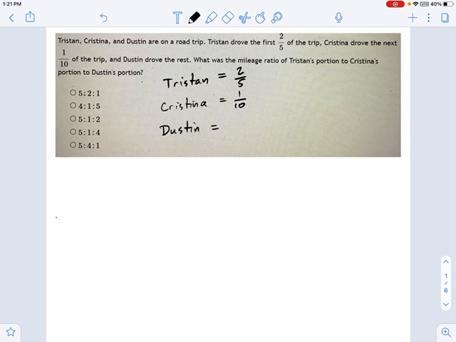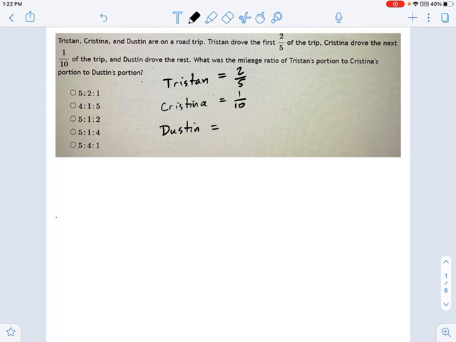So before I can say what the ratio is of Tristan to Christina to Dustin, before I can even do that, I need to know how far Dustin drove. Note that we don't know how far the trip is. It's going to turn out to not matter. But just pretend the trip was 1 mile. All right, it's a 1 mile long trip, and they traded several times during that mile. It's going to make the fractions easier.